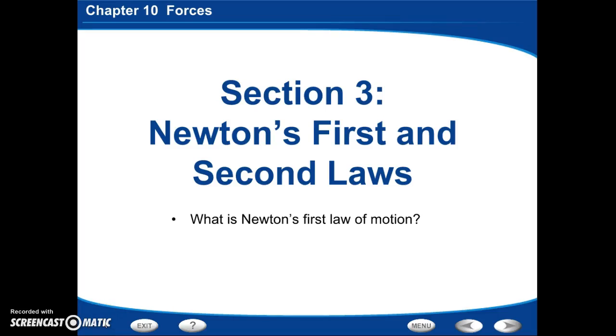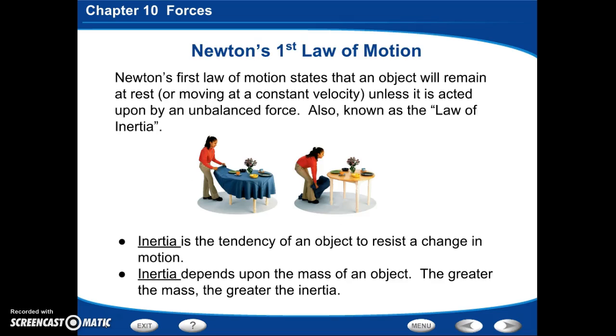Hey guys, this is Chapter 10, Section 3 on Newton's first and second laws. So Newton's first law states that an object is going to remain at rest, or if it's moving, it's going to stay moving unless it's acted upon by an unbalanced force. And it's also known as the law of inertia.